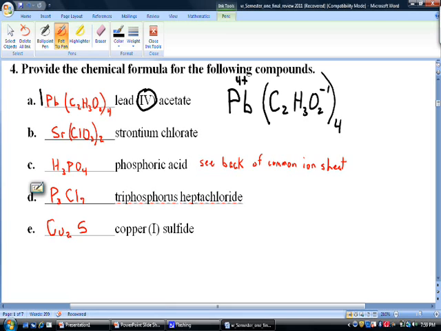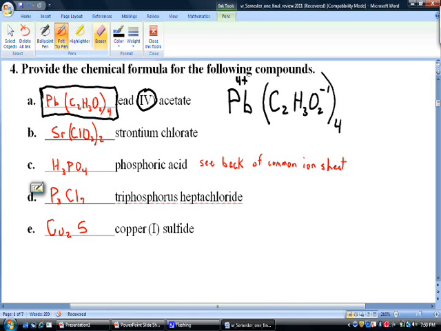So when you write the formula, it shouldn't have anything in it except this. No Roman numerals. It's one thing I see a lot of people doing is putting a Roman numeral in here. No Roman numerals. Strontium chlorate.